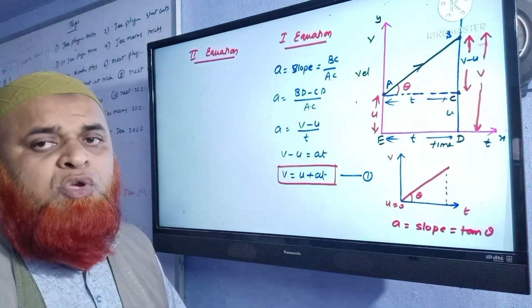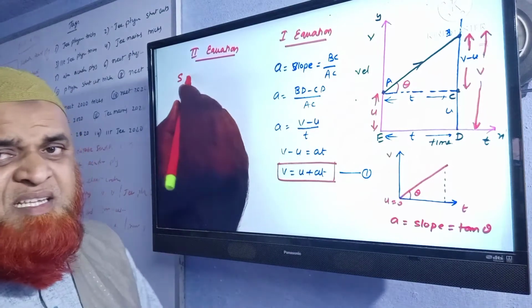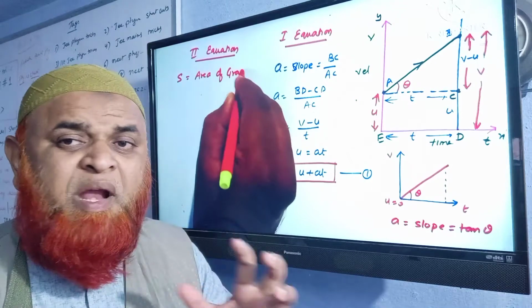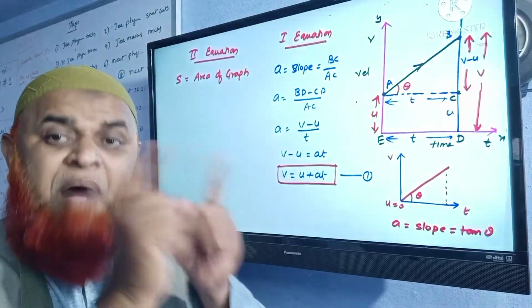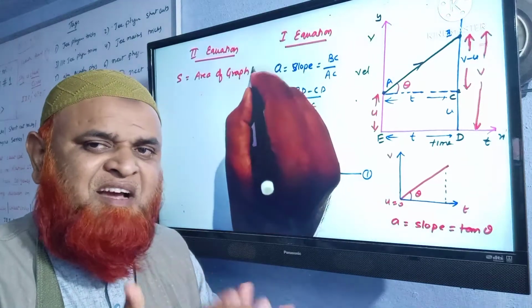V is equal to U plus AT. This is called the first equation of motion. Now let us discuss the second equation of motion. If you want to find out acceleration, you need to find the slope of a graph. But if you want to find out the displacement, you need to find the area of the graph.